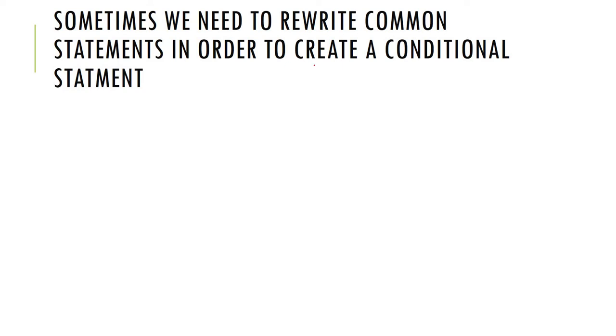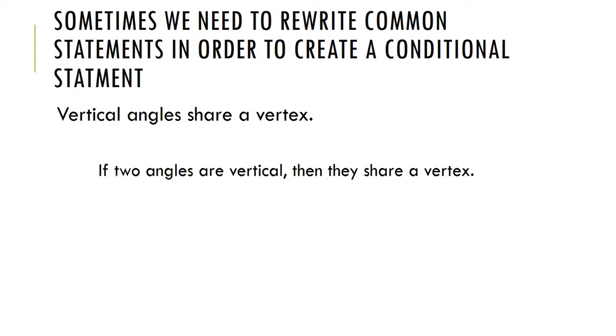So one of the things is taking a common statement and rewriting it to create a conditional statement. So copy that down, pause and give yourself a minute. So the first one, vertical angles share a vertex. This is a statement. It is not an if-then. But I can change this to make it an if-then statement. My hypothesis is that if I have vertical angles, then they will share a vertex. So if two angles are vertical, then they share a vertex.